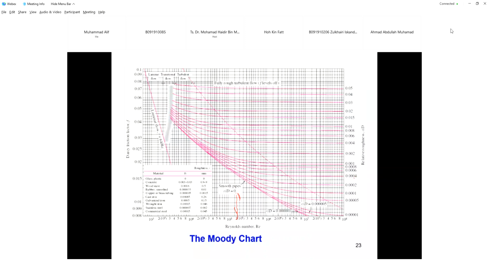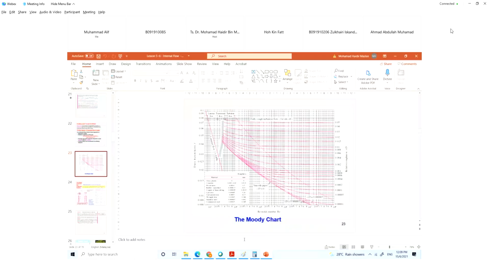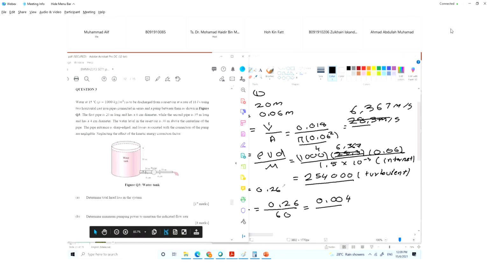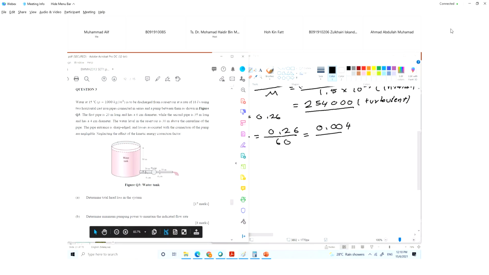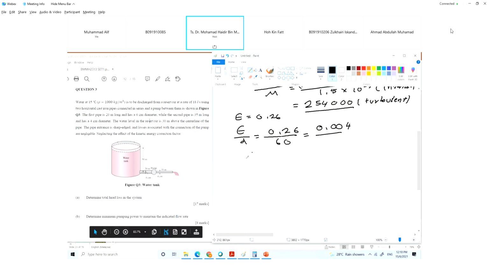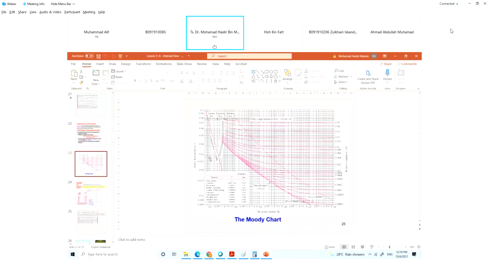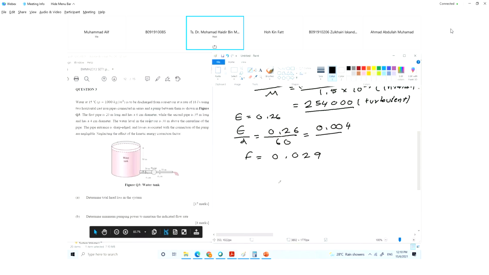And then the second important is 0.004, for this line. Check where the intersection is for these two lines. It's about here. So for these two lines, the intersection is f equal to 0.029. I think it should be about here, 0.029. With these two pieces of information, you now get f, f equal to 0.029. Is it okay up until now?